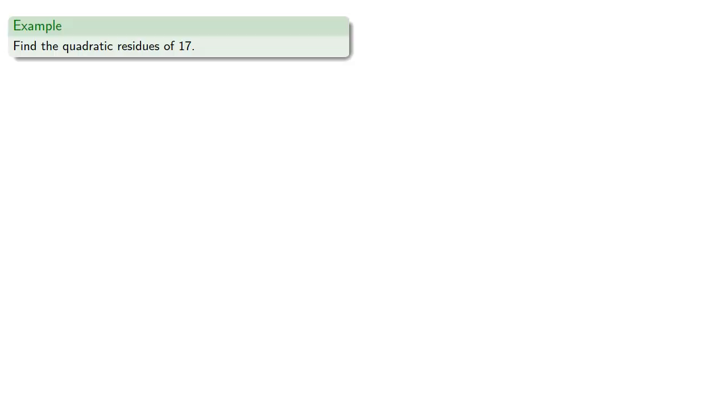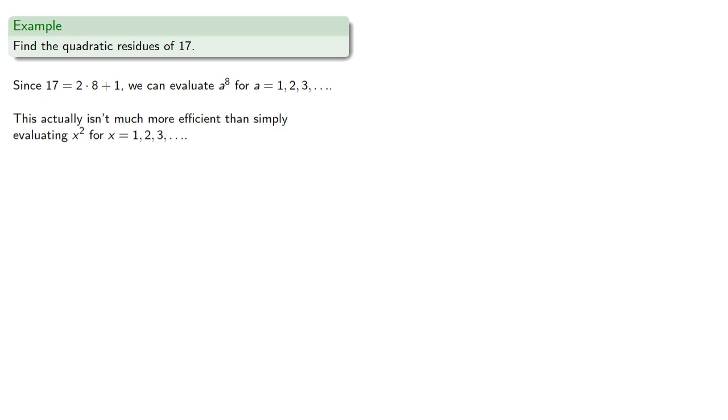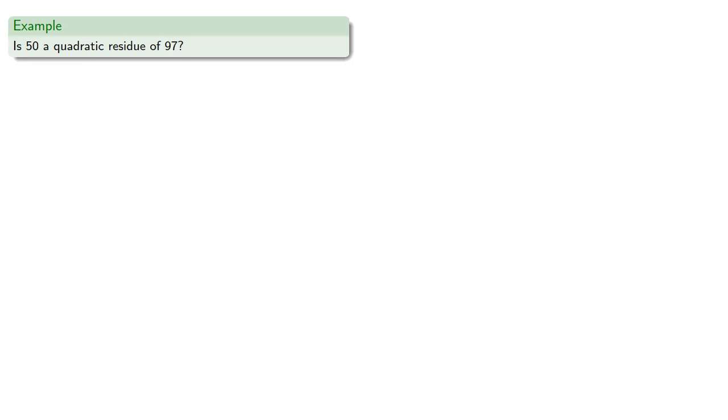So we might try to find the quadratic residues of 17. Since 17 is 2 times 8 plus 1, we can evaluate A to the 8th for A equals 1, 2, 3, and so on. And this actually isn't much more efficient than simply evaluating x squared for x equal to 1, 2, 3, and so on. Or is it? Well, it isn't. So as far as deciding which numbers are quadratic residues, this doesn't really help us. On the other hand, if we want to decide whether a specific number is a quadratic residue, our theorem does help us. So for example, we might try to decide if 50 is a quadratic residue of 97.